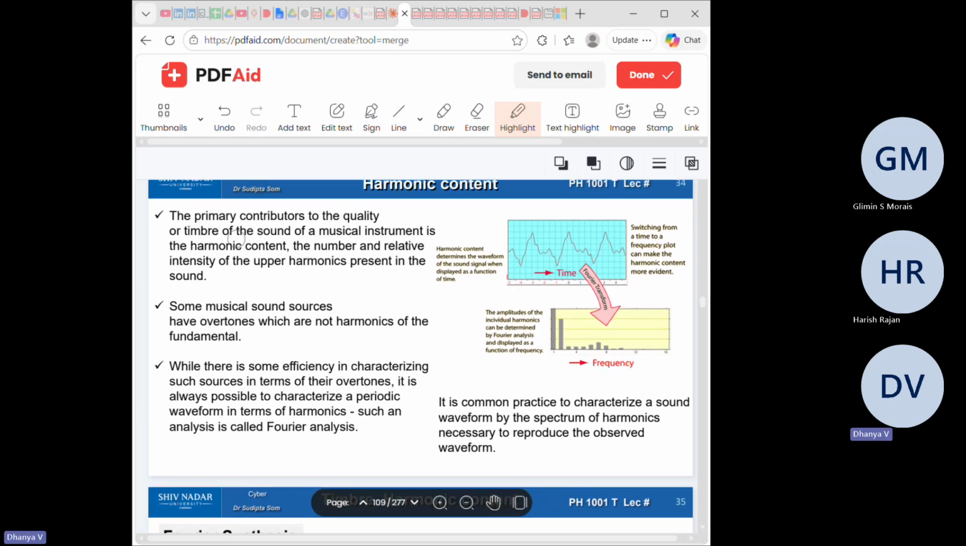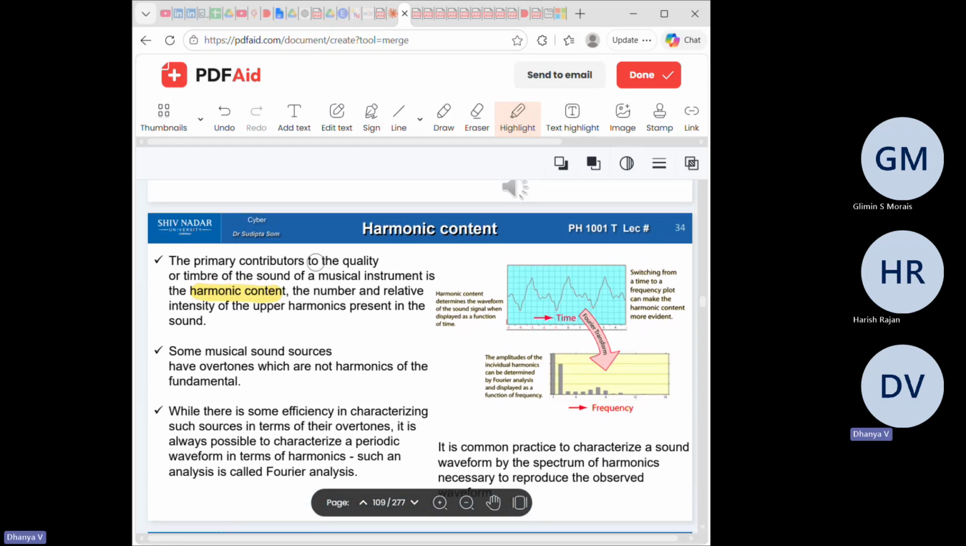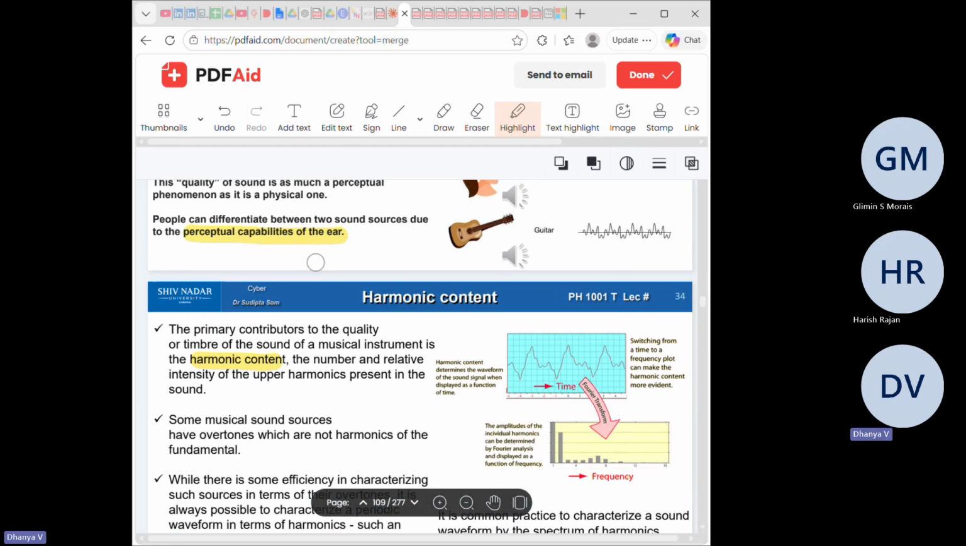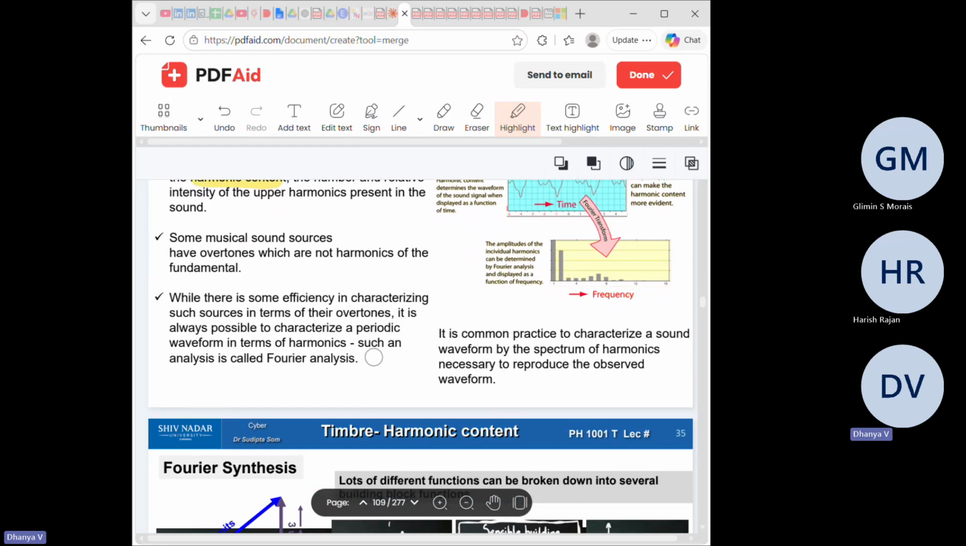The primary contributor to the timbre of the sound, as I told you, is your harmonic content: the number and relative intensity of the upper harmonics present in the sound. Some musical sound sources have overtones which are not harmonics of the fundamental. Actually, all you have to know is the differentiating factor, and that is your timbre. You differentiate timbre based on your harmonic content. That's all you need to know.